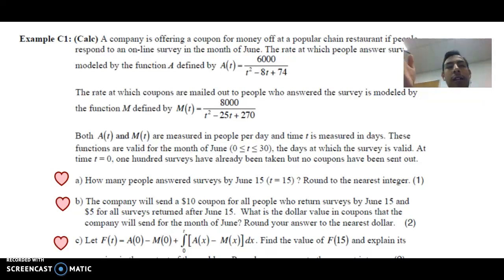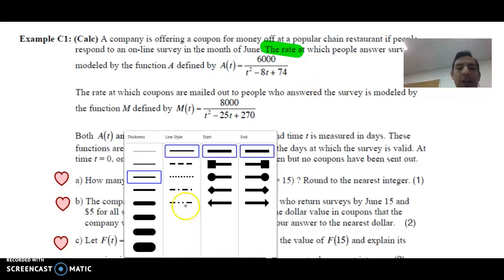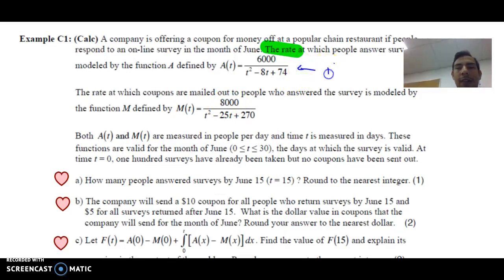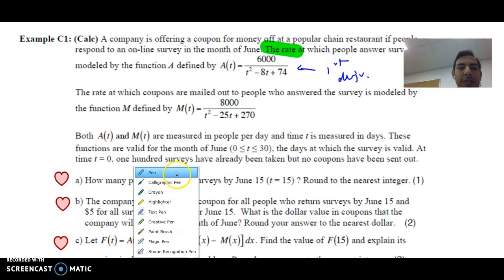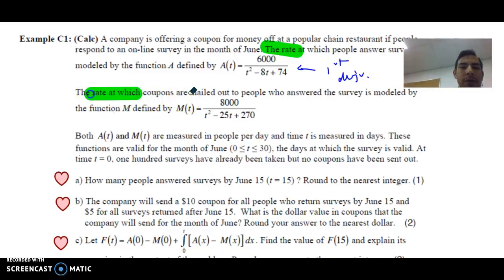Okay, so the key things that I want you to realize here are going to be some keywords. A company is offering a coupon for money off at a popular chain restaurant in the month of June, and they tell us the rate. So that means A of t, even though it looks like an original function, is actually a first derivative. And that is worthy of writing down anytime you see something like that. So this part is the first derivative. And actually the same thing is going to be true for M of t, because M of t also says that there's a rate. So M of t is also a first derivative.